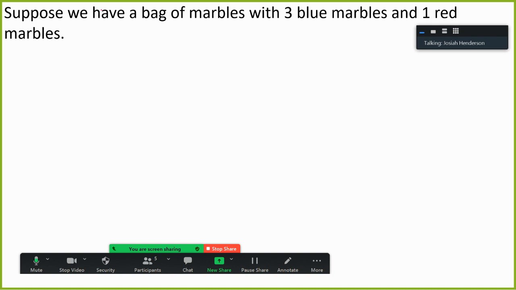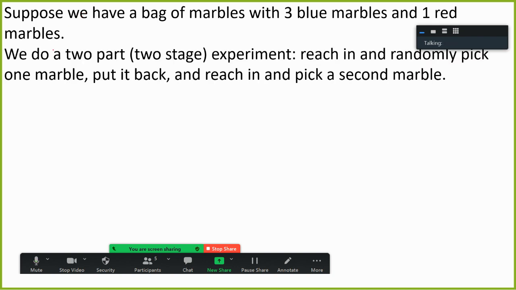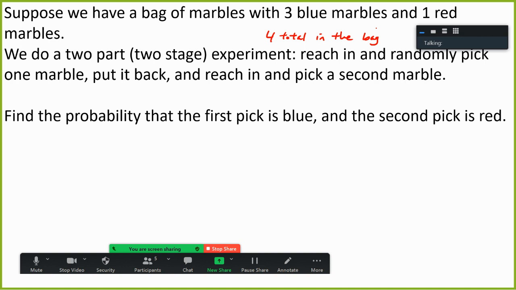Suppose we have a bag of marbles with 3 blue marbles and 1 red marble. So altogether, there's 4 in the bag. We do a 2-part, 2-stage experiment. We reach in the bag and randomly pick out 1 marble, put it back, and reach in and pick out a second. The question to solve: find the probability that the first pick is blue and the second pick is red.